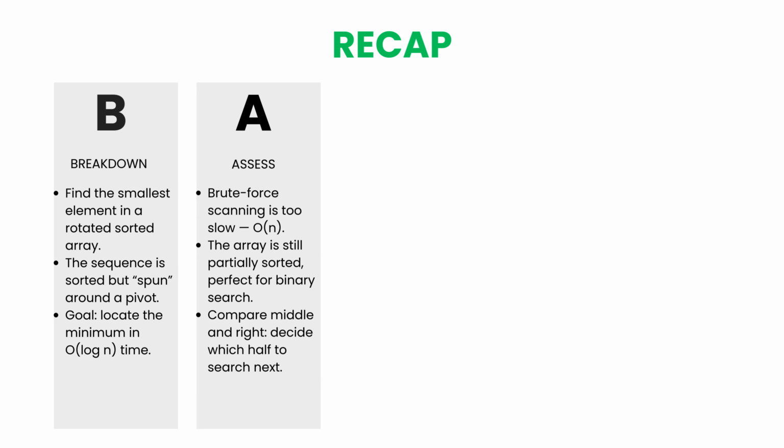Assess recap. At first, it's tempting to scan the whole array, but that's O of n time and far too slow for large inputs. The key realization is that this is still a binary search problem. We can use the order properties to cut the search space in half at every step. By comparing the middle and right elements, we can quickly tell which half contains the minimum.